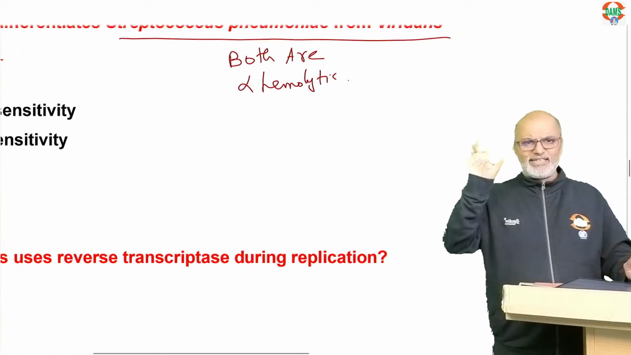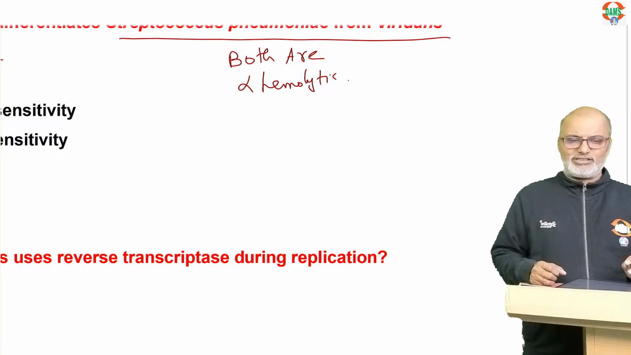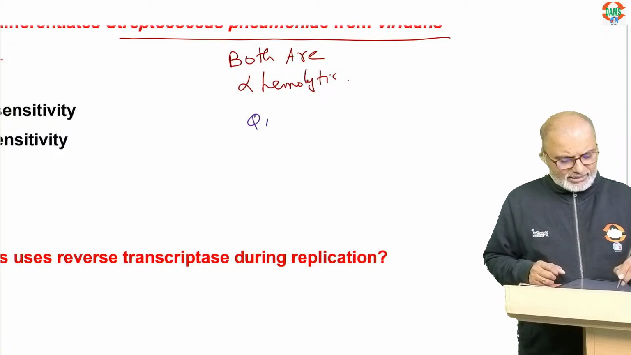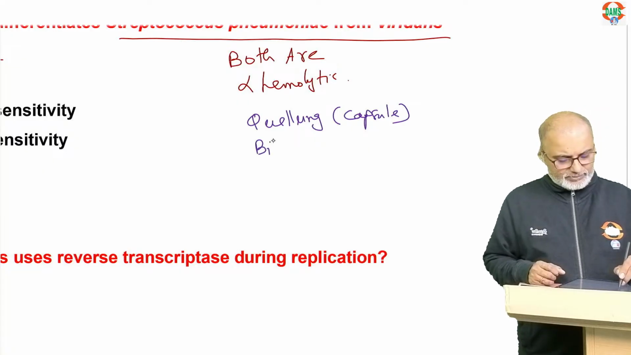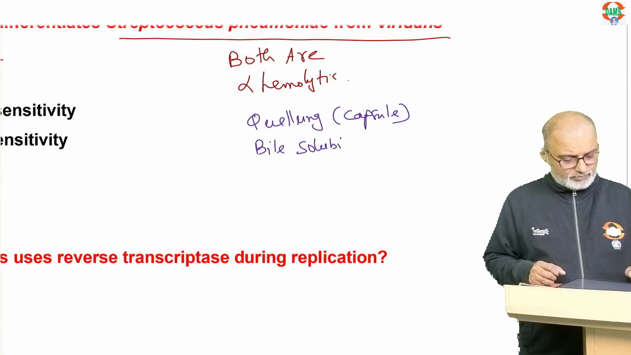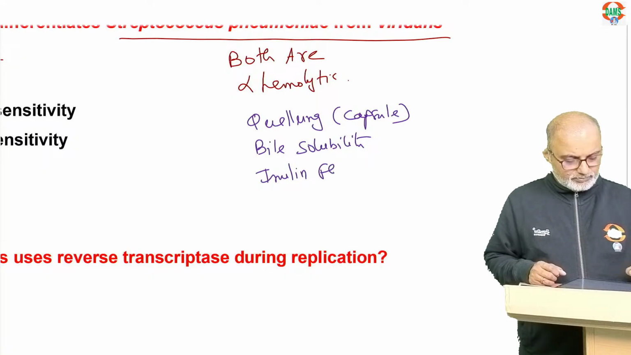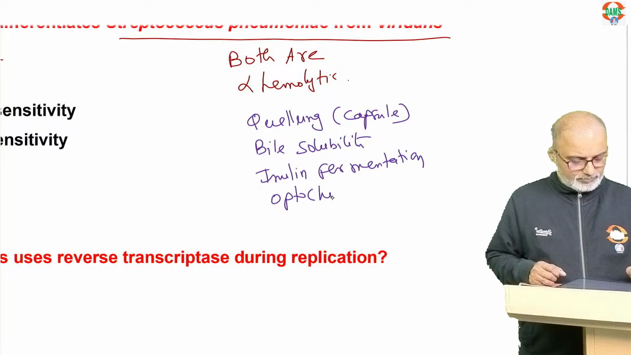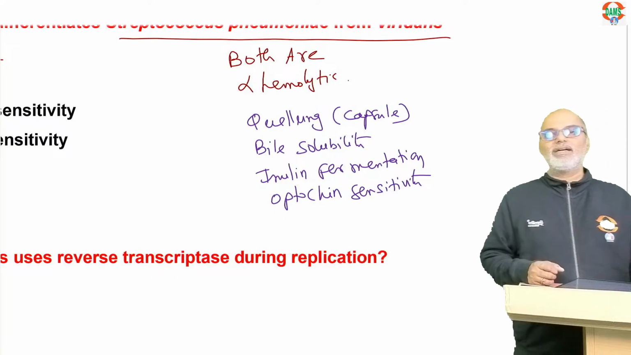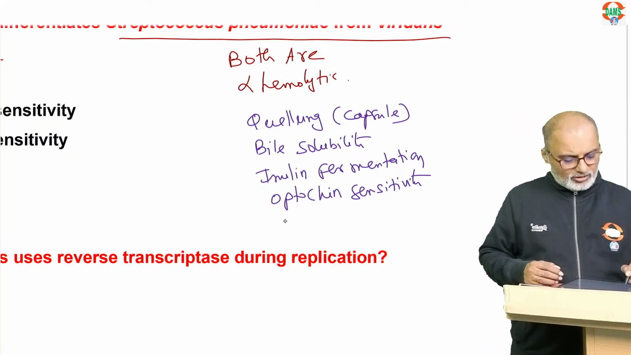Remember 5 basic laboratory points. One is Quellung reaction, demonstration of capsule. Another one is bile solubility. And inulin fermentation. Optochin sensitivity. And in blood agar, draughtsman colony, Carom coin colony.